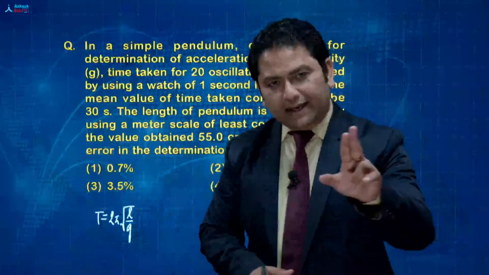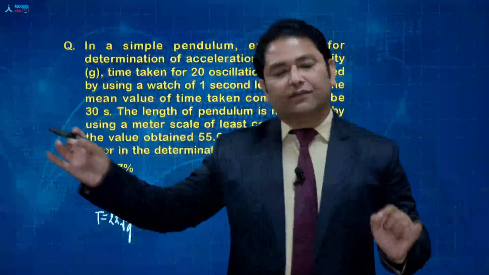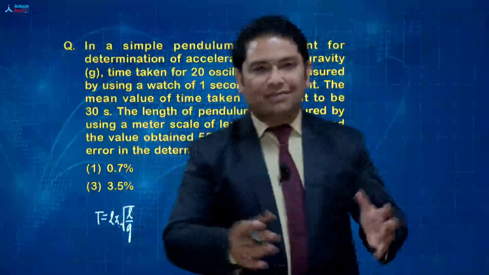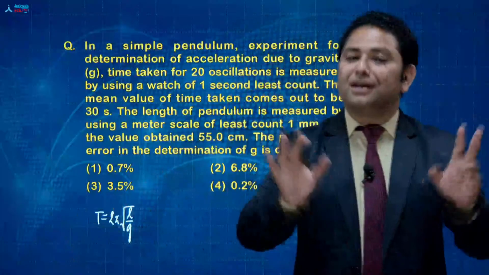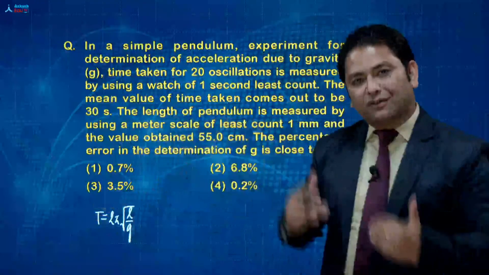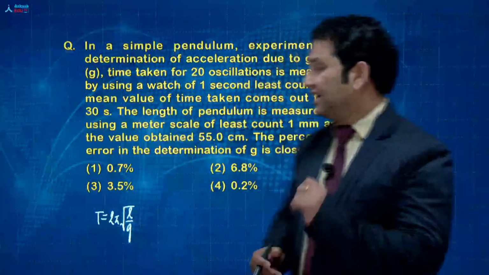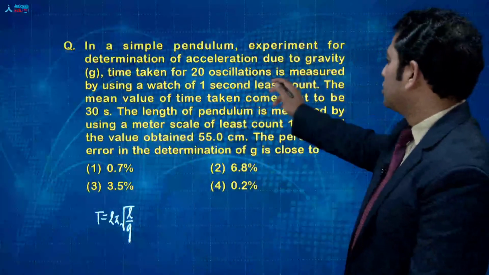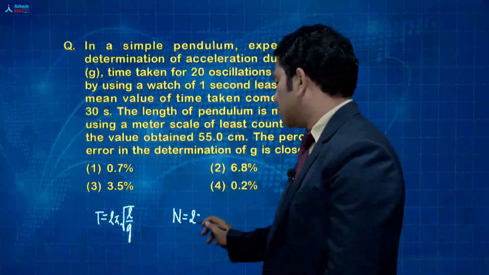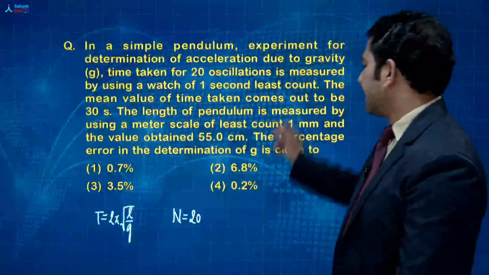So 2 second is the time period. 12.1 second for 6 oscillations, that is the time. So laboratory में जो हम measure करते हैं वो time period नहीं करते, we do for the time. और उस time को number of oscillation से divide करके we calculate the time period. तो यहाँ ध्यान से देखिए, the time taken for 20 oscillations, the number of oscillation that is 20, is measured by using a watch of 1 second least count.